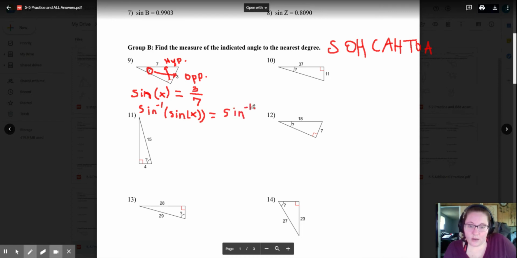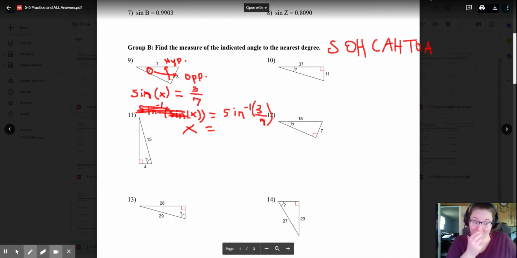Inverse sine of 3/7. Okay, we're taking the inverse sine of both sides of the equal sign. So inverse sine and regular sine cancel. Over here, I'm left with just X, which is what I want. Over here, I have inverse sine of 3 divided by 7.